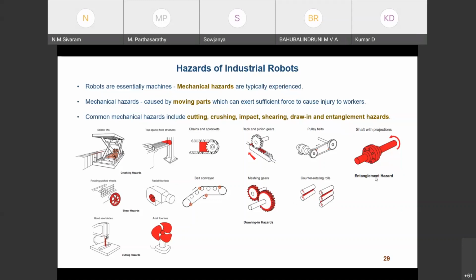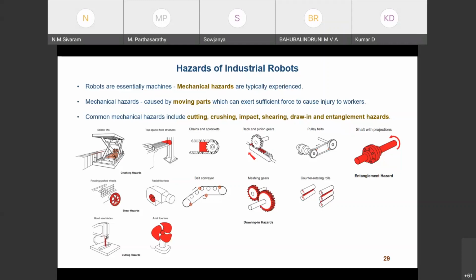An entanglement hazard is, for example, your clothes getting entangled with the rotating shaft and you are pulled into the machine. That's why generally, when operators are operating a machine, they are supposed to have the proper safety wear so that there are no loose parts or loose clothes coming out of their body.